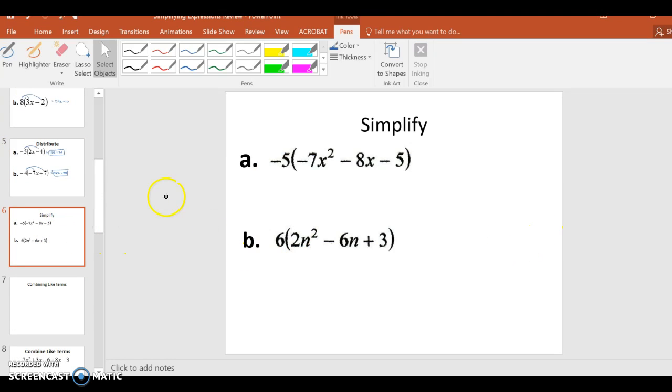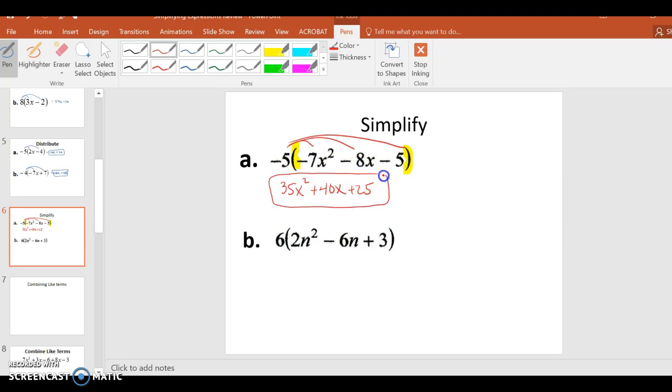So now, as we move along to 3 terms, it's not much more difficult. It's just you have to know that you're going to multiply every single term in the quantity. Remember, we look where the parenthesis starts and where it ends, and everything gets multiplied by negative 5. So negative 5 times negative 7x squared is 35x squared. Negative 5 times negative 8x is positive 40x. Then negative 5 times negative 5 would give you plus 25.